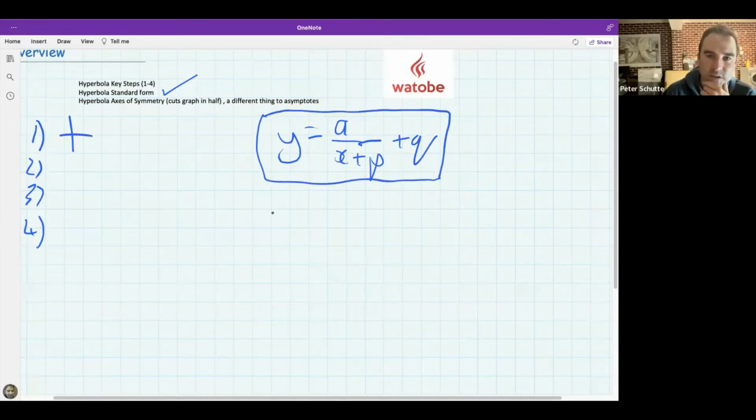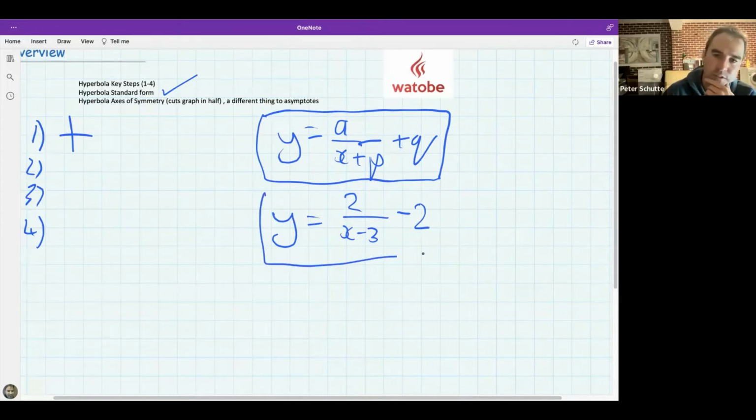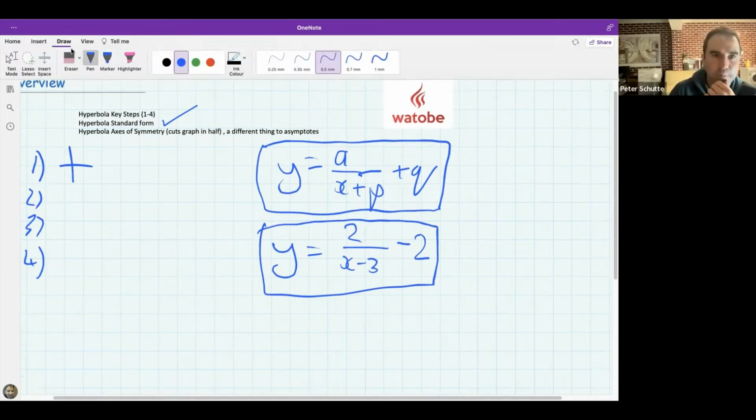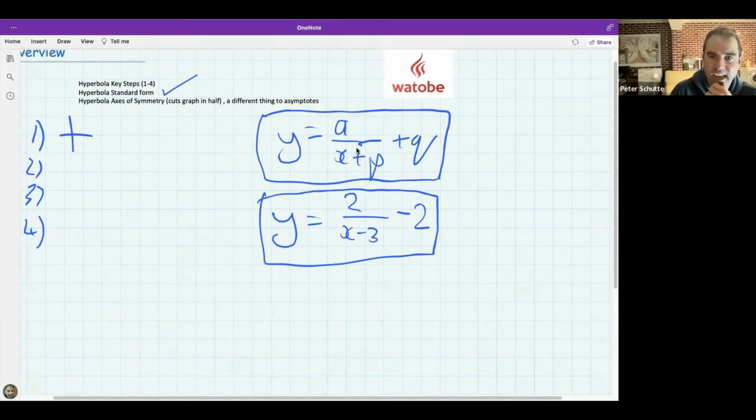Now, you may recognize it if I put numbers in there, something like y = 2/(x - 3) - 2. That would be an example of a hyperbola. If we were going to draw that, we would start by looking at the a value, and in this case, because it's positive, that would tell us that we were going to be in these 2 quadrants.